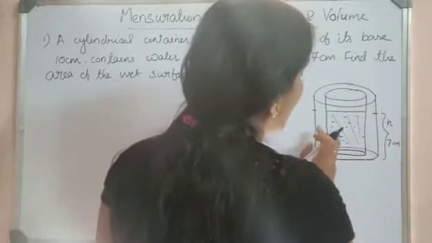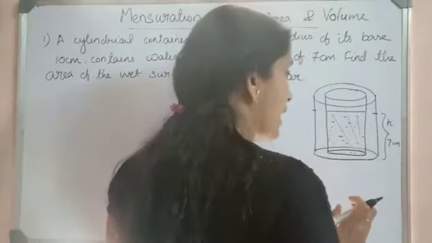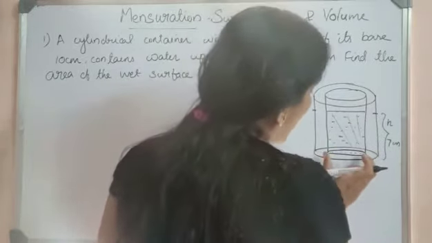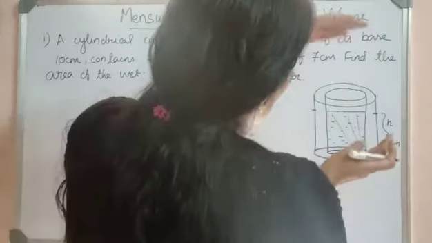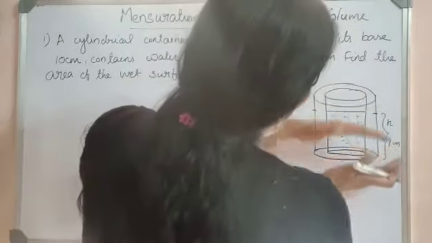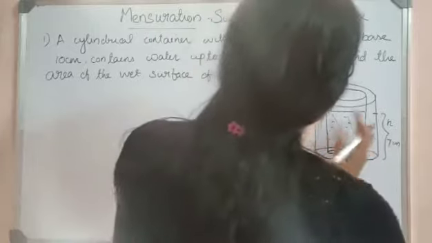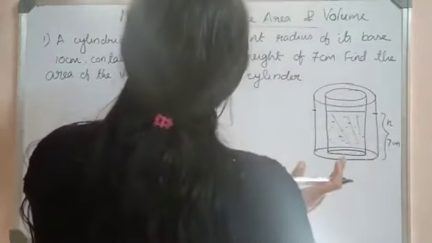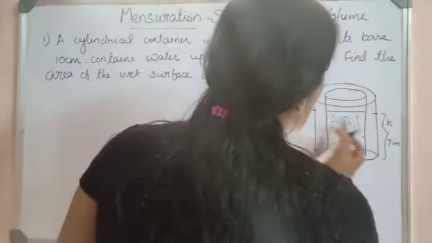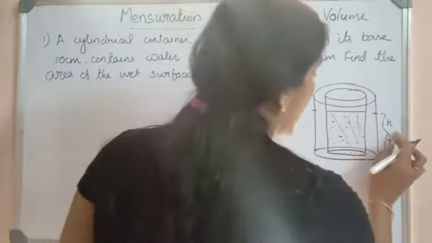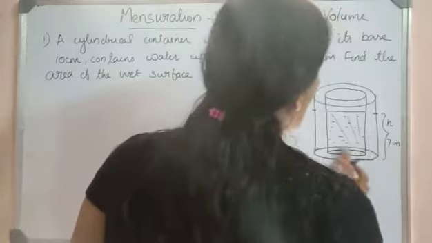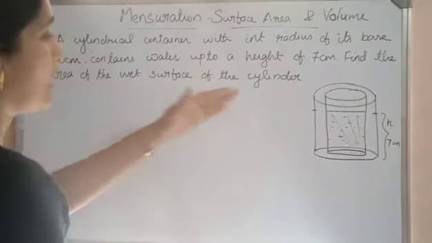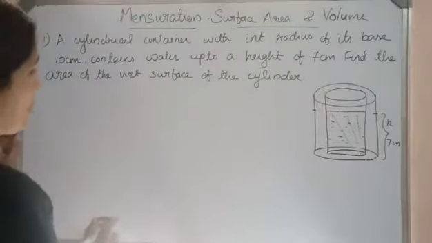Therefore, we need to find the internal curved surface area. And along with that, we have to find the area of one of the faces as well. When the water is contained in the cylinder, one of the faces as well as the curved surface is wet. So when you are finding the area of the wet surface, we have to find the internal curved surface area up to a height of 7 centimeters as well as the area of one of the faces. Now let's write the data and find the area of the wet surface.